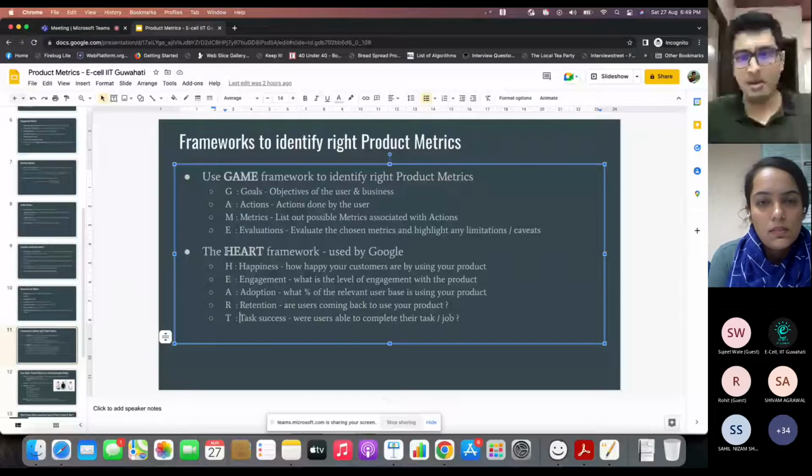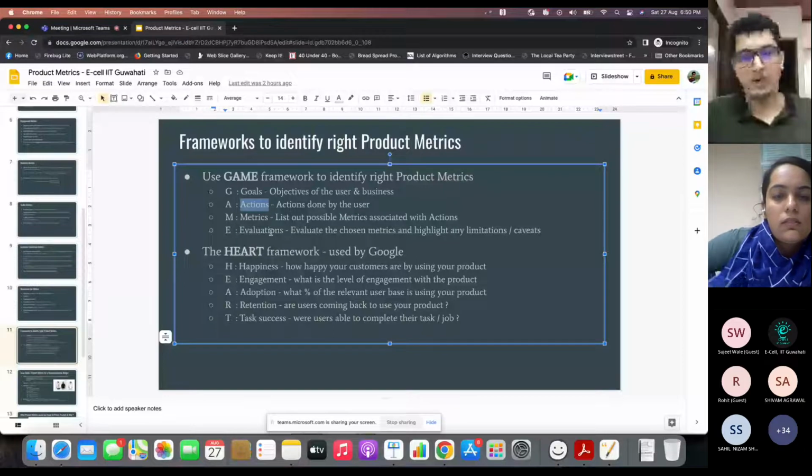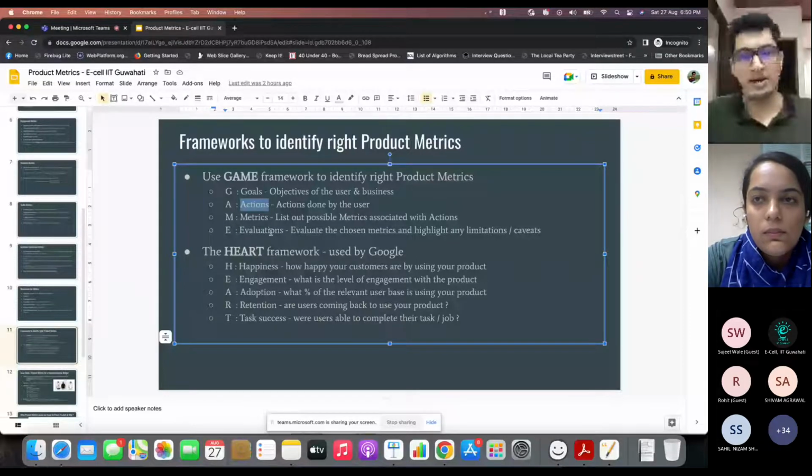Similarly, there is the GAME framework. GAME is based on goals, actions, metrics, and evaluations. For the goal, list down the user's objective, what is the job that the user is trying to do. Then identify the actions that the user is doing on your product. And then list out all the metrics associated with that action, and then identify and evaluate which ones you would choose to measure and track.